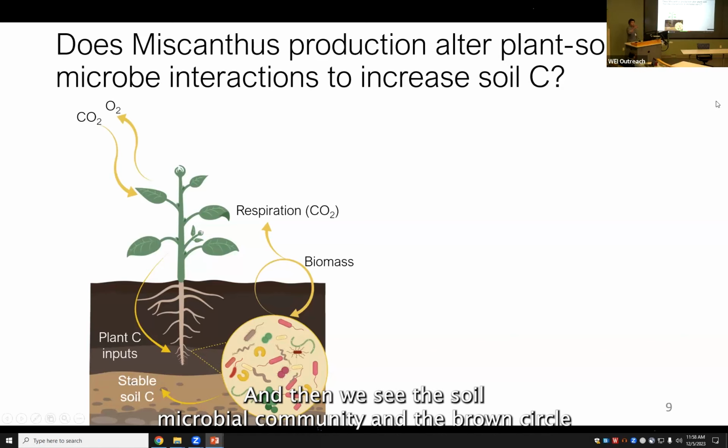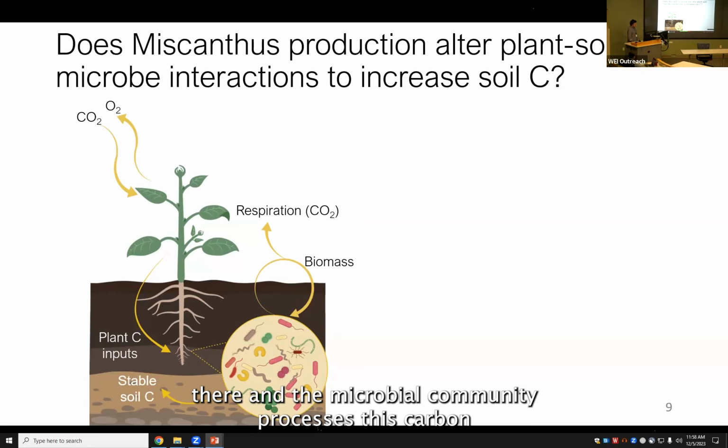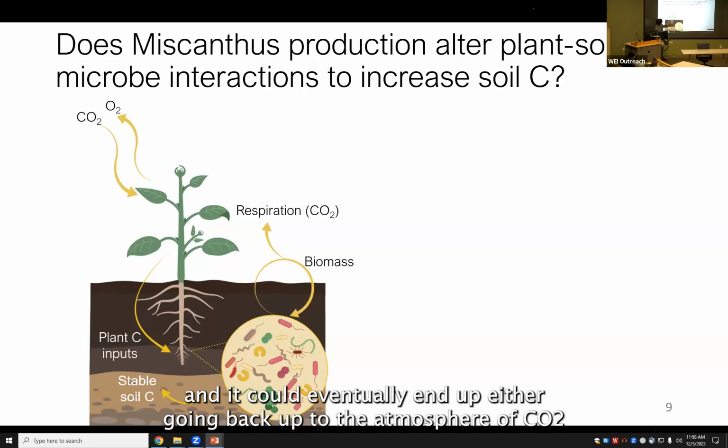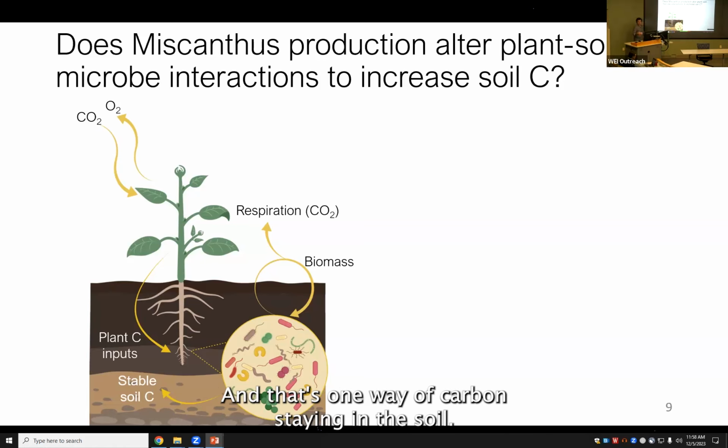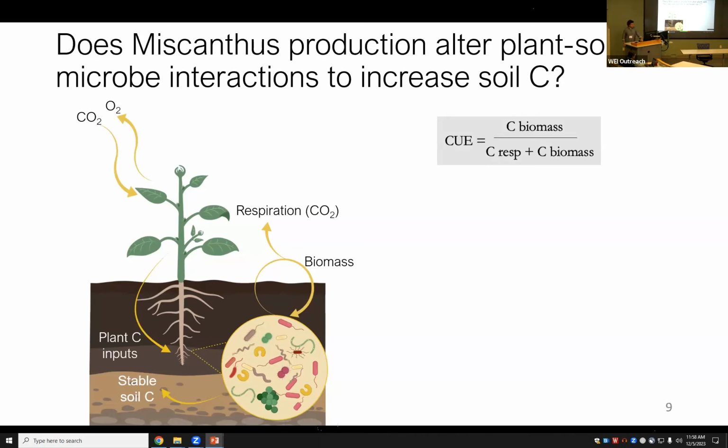And then we see the soil microbial community in the brown circle there, and the microbial community processes this carbon, and it can eventually end up either going back up into the atmosphere as CO2 in a process we call respiration, or being assimilated into microbial biomass, and that's one way of carbon staying in the soil. And also this microbial processing can ultimately result in stable soil carbon. And we're particularly interested in this side of the model, the microbial role in this.